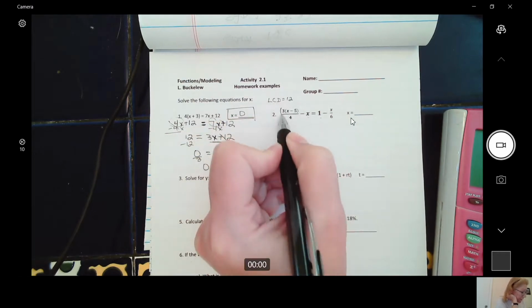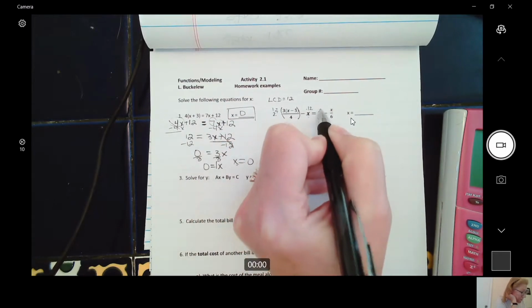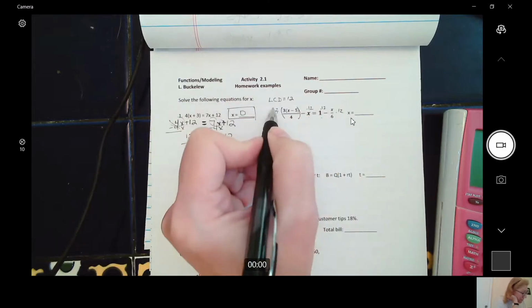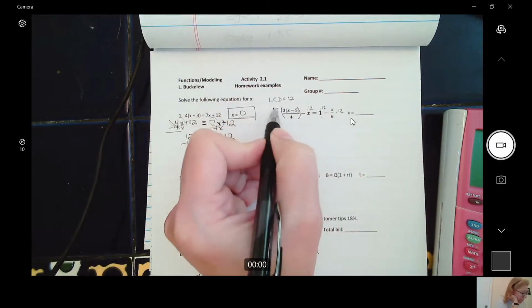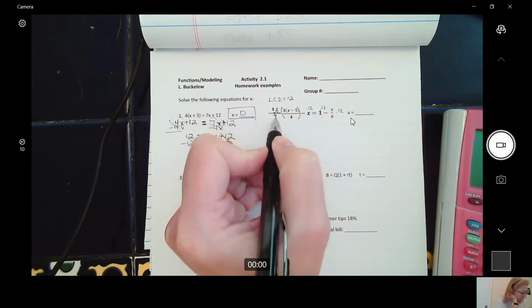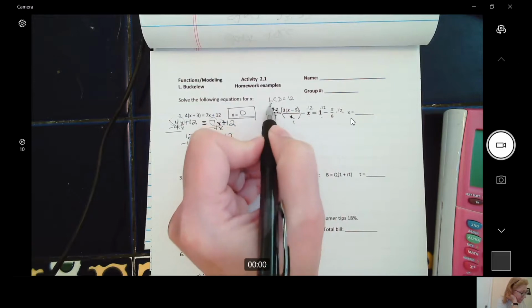So I'm going to multiply each one of these terms by 12. So 12 here, times 12 there, the 1 times 12, and the x over 6 times 12. So right here, when I do this fraction times 12, when you're multiplying with fractions, think of it as 12 over 1. And then we should be able to cancel our denominator. It should go in there evenly.